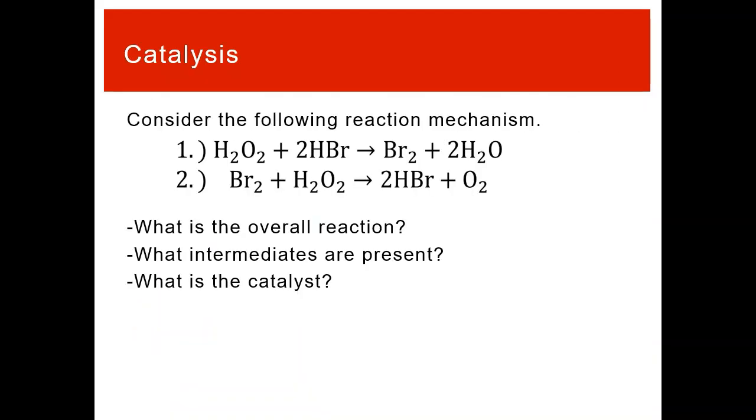So let's look at an example of analyzing a reaction where a catalyst is used. So we've got a reaction mechanism. H2O2 plus HBr becomes Br2 and H2O, and then Br2 plus H2O2 becomes HBr and O2. So I want to know, what is the overall reaction, what intermediates are present, and what is the catalyst?